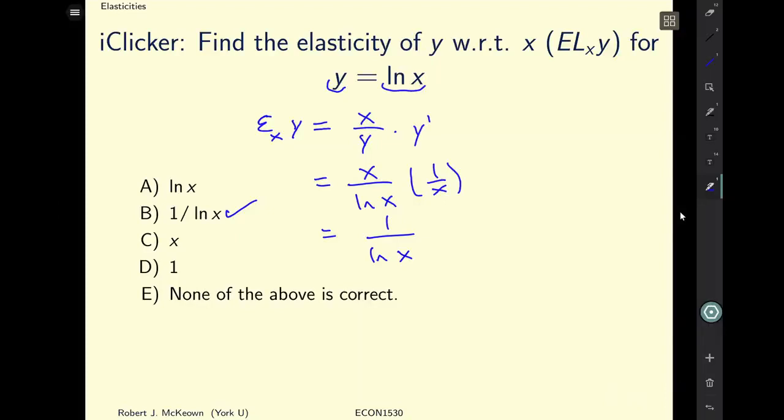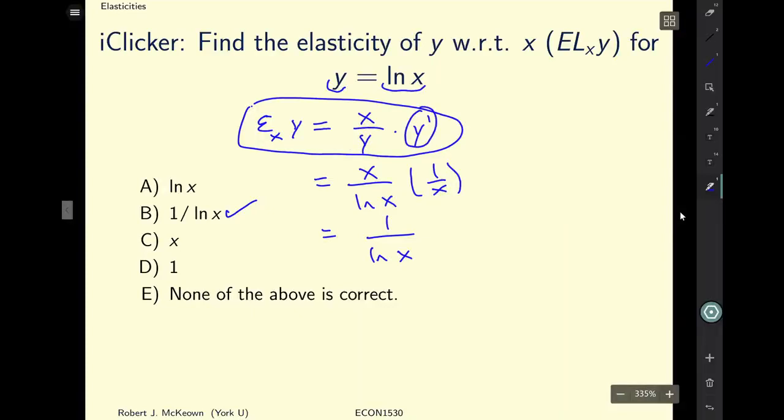So the correct answer is B. Notice that I followed the formula. I subbed in my y expression into the denominator. I solved for y prime by taking the derivative of this thing with respect to x. And I found that the elasticity depends on x. So x is actually showing up in our elasticity formula. The elasticity is going to vary depending on x. Our previous examples did not.